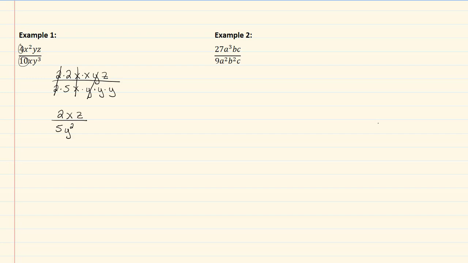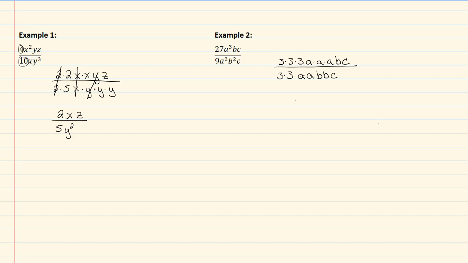We took a look at example 2. Again, we want to write it out in prime factorization form. So 27, well, that's 3 times 3 times 3. A cubed is a times a times a. And then b and c. And then the denominator, we have 9, which would be 3 times 3. And then a squared, which would be a times a. And b squared, which would be b times b, and then a c.